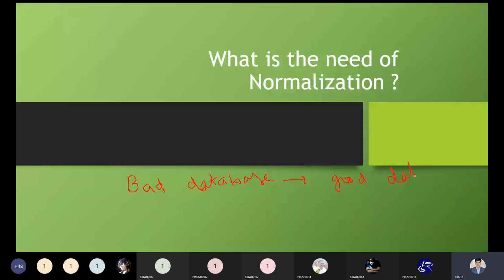Of course, we know a bad database can have duplicates. This duplicacy can be understood as redundancy. And next we have inconsistency.